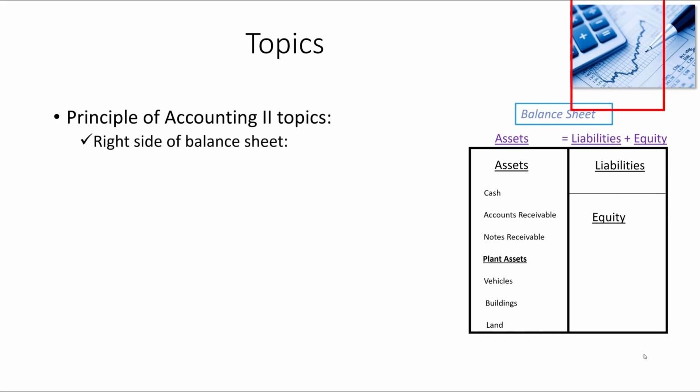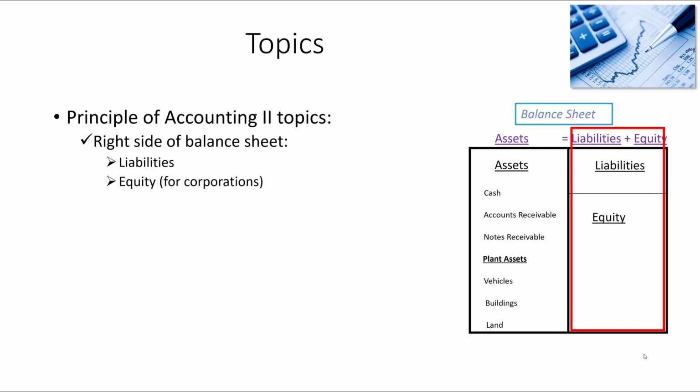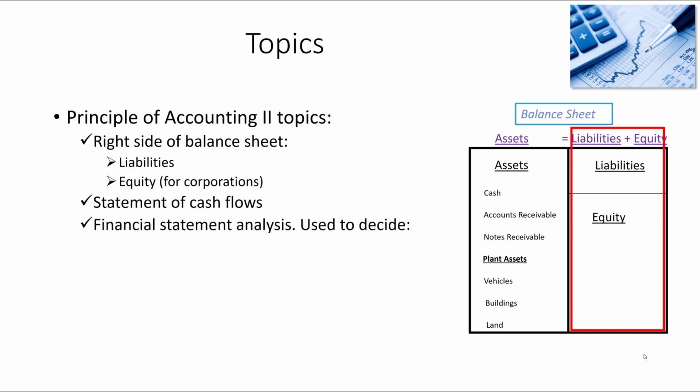We'll do a lot of work with the right side of the balance sheet. We'll learn more about current liabilities that go beyond just accounts payable. We'll also learn about long-term liabilities such as mortgages and bonds. We'll also learn about equity, but instead of owner's equity of a sole proprietorship, something we learned in Principles of Accounting 1, we'll learn about the equity of corporations, which will include topics such as stocks and stock splits. Then we'll spend a full chapter learning about the fourth financial statement, the statement of cash flows. And we'll finish up with a chapter about financial statement analysis.